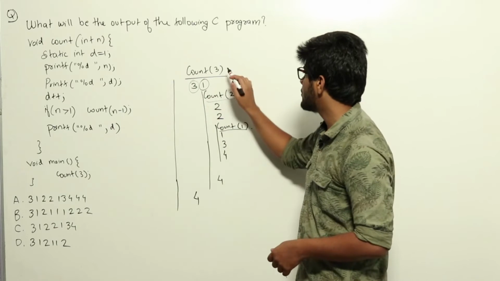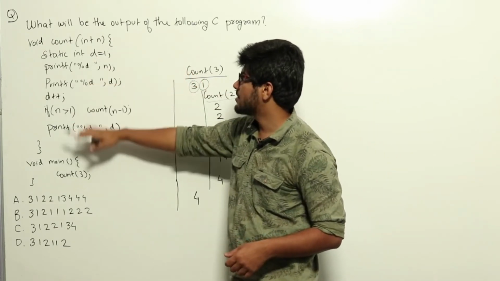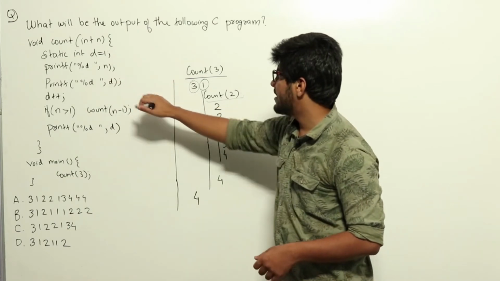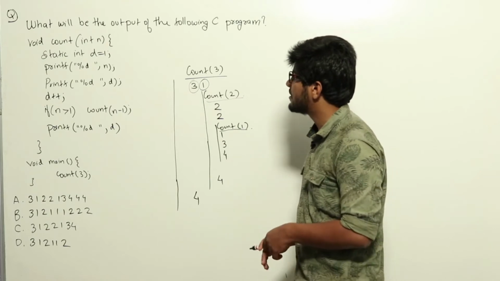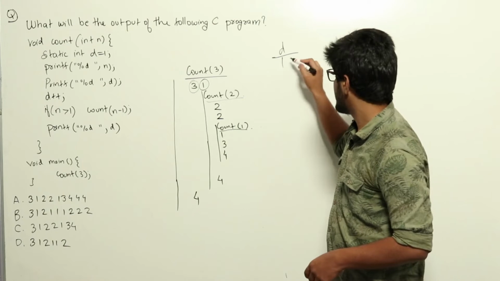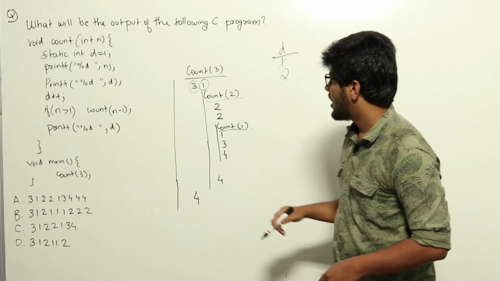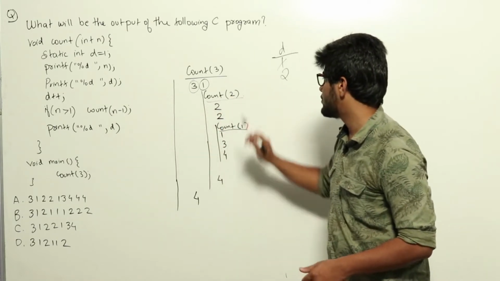So based on that information, let's look at how it proceeds. Initially we are calling count of 3. So here n is 3, d we are assigning to 1 since this is the first call. We are printing n and d, so n is 3, after that we are printing d, which is 1. So 3 and 1 would be printed. After that we are incrementing d. So d was 1 initially, now it's incremented to 2. After that we are calling count of n minus 1, that is count of 2.